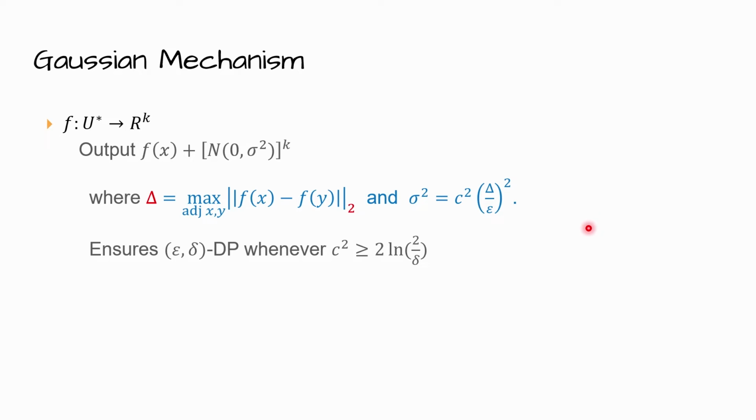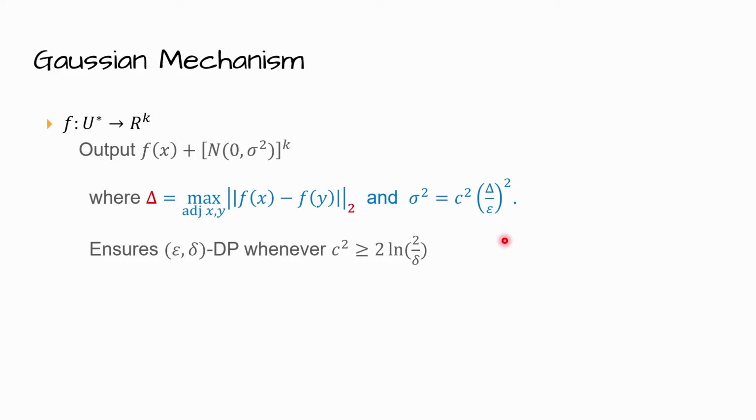So it turns out that if you set the variance to be sigma squared, delta over epsilon squared, with this definition of delta, then you get epsilon delta differential privacy whenever that constant c is at least 2 times the log of 2 over delta. So you have to kind of puff things up a little bit.